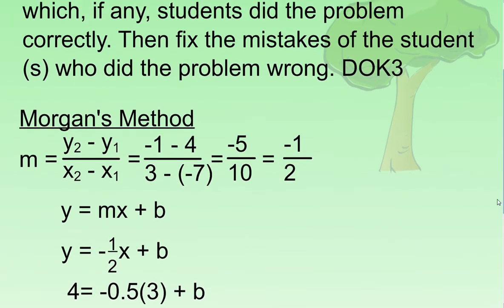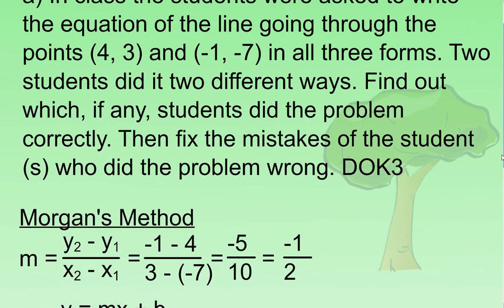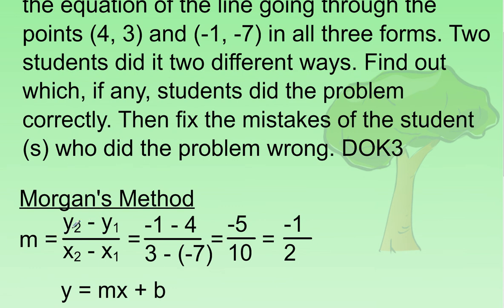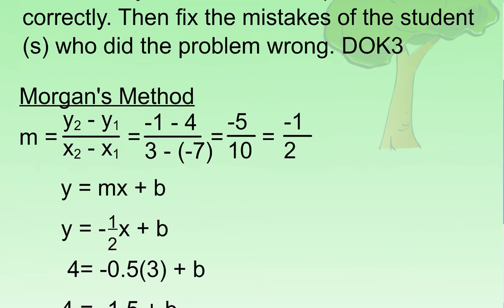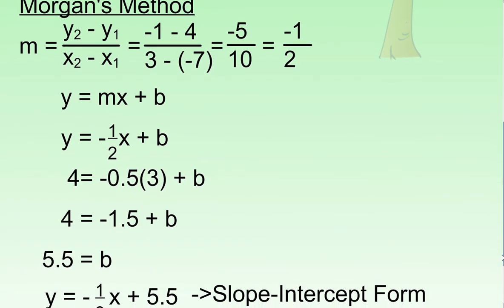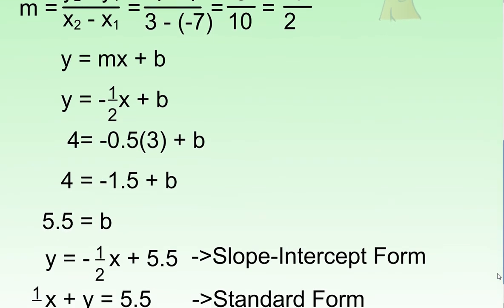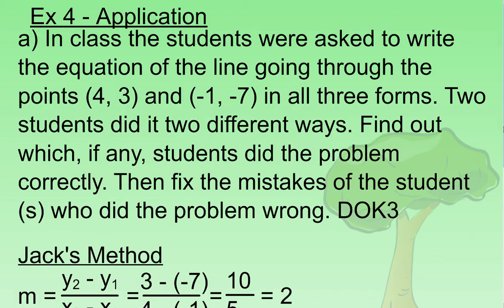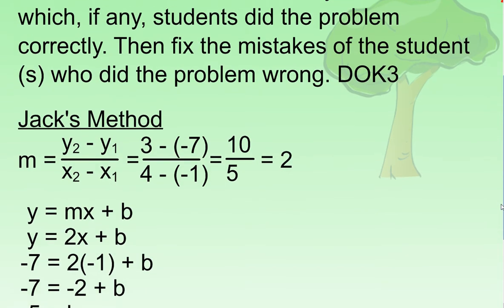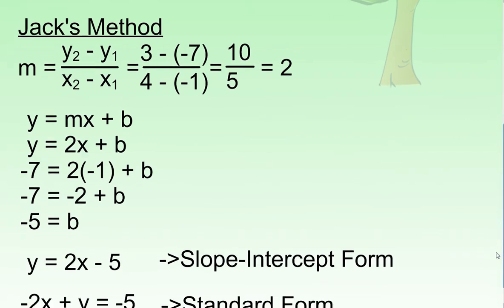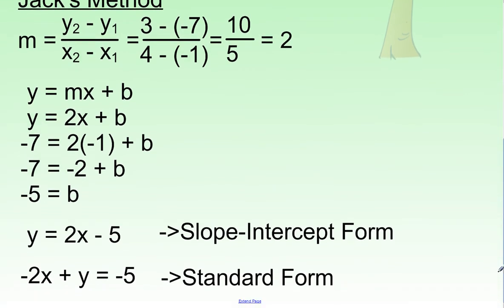So here's what Morgan did. So here's her finding slope. So y2 minus y1 over x2 minus x1 and all that stuff. And you have this on your paper. You have all this there. And here is what Jack did. See, they both got different slopes. Interesting. So what I want you to do is pause the video right now and determine who was right and who was wrong.